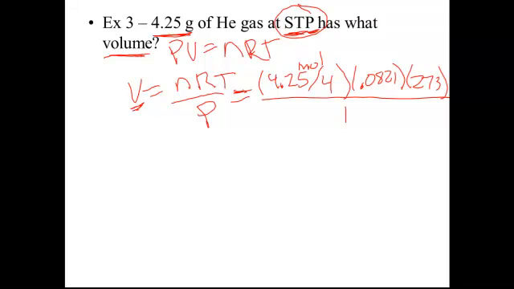So I'm going to go 4.25 divided by 4 to get me my moles, times 0.0821, times 273, divided by 1, gives me a volume equal to 23.8 liters. The only digit that I have is this one, and that has 3, so I'm also going to use 3. Now, that's one way to solve this problem. That's perfectly fine. No issues there at all.